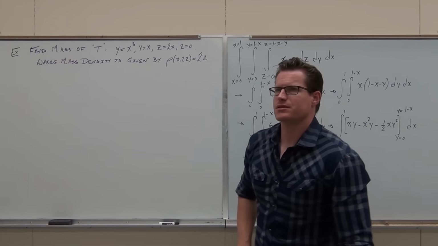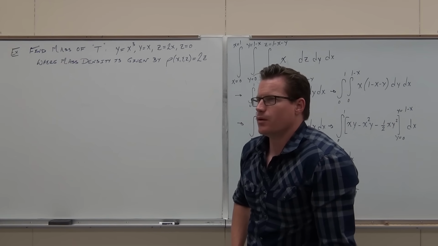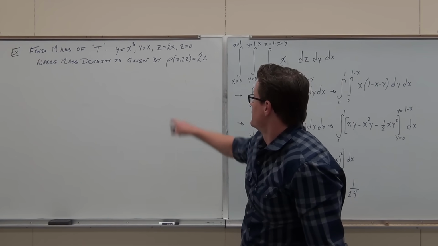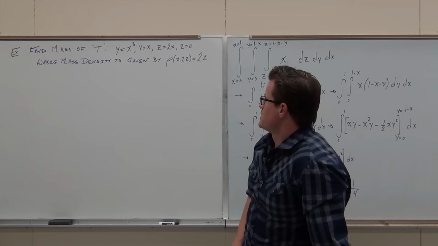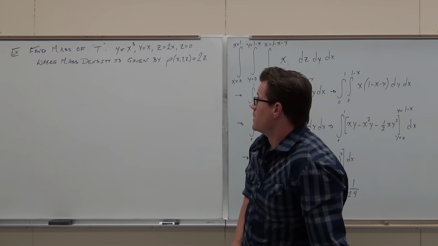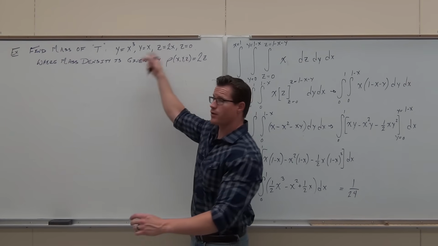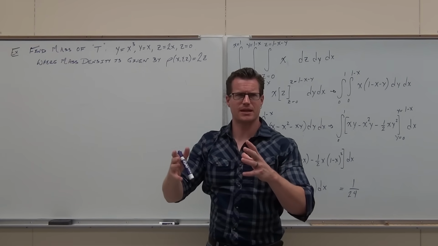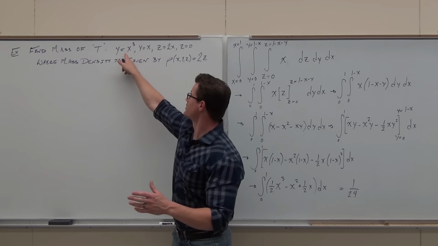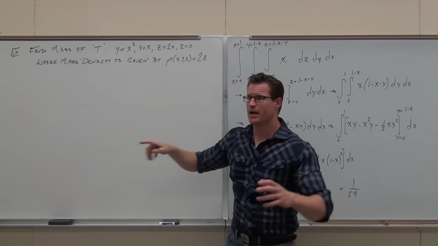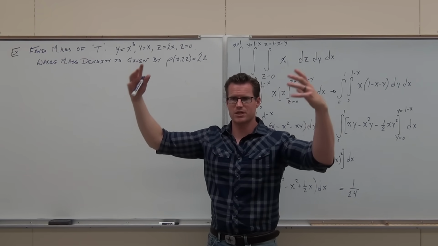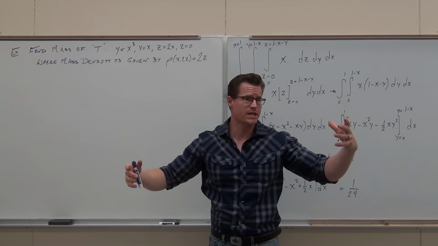So find the mass of the region T, where the region T is given by that thing. y equals x cubed, y equals x, z equals 2x, and z equals 0. So notice, if you were to graph all that stuff, it is going to be in 3D. Do you guys see that? You've got a cylinder, you've got a plane, another plane, and another plane. And when they all cross each other, you get this three-dimensional region. That's what we're dealing with here.